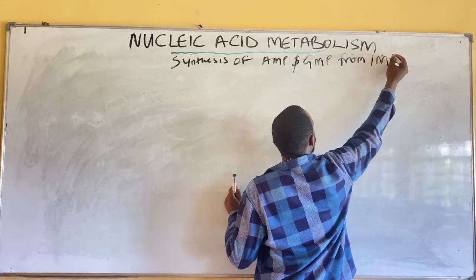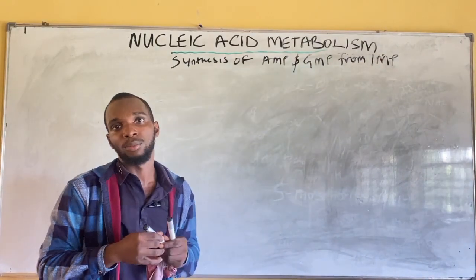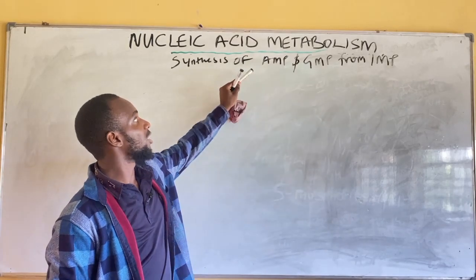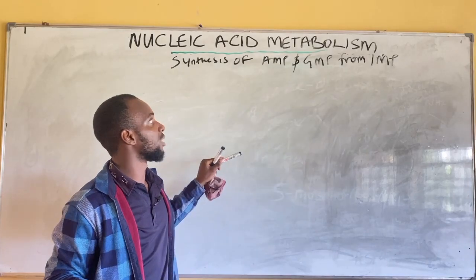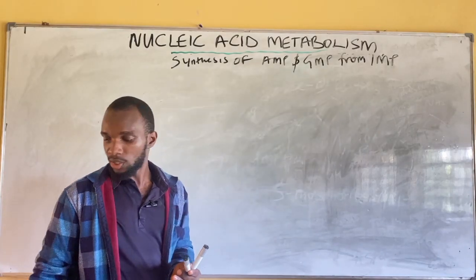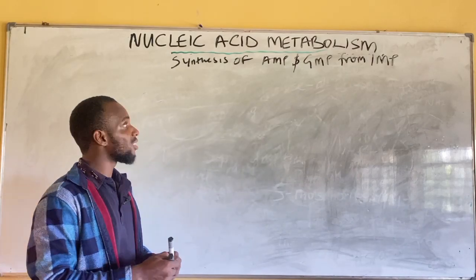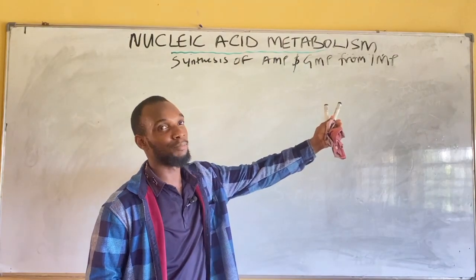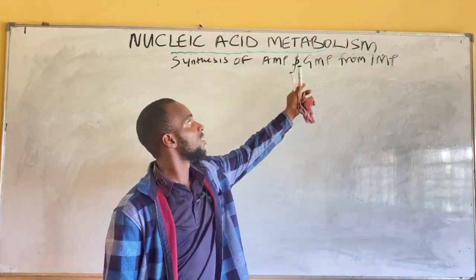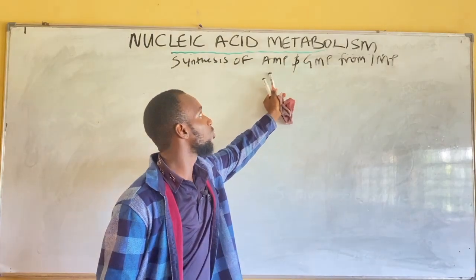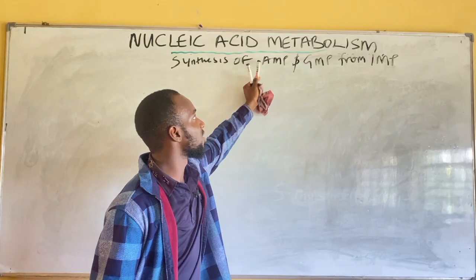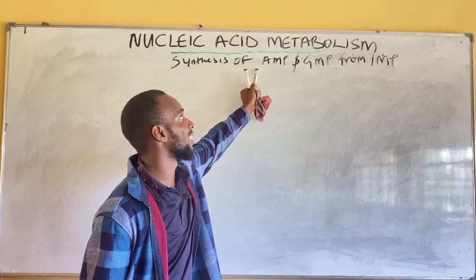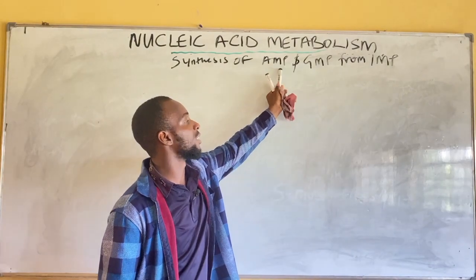A little recap. I said that IMP is the first nucleotide that is formed during de novo synthesis. So IMP represents a branch point where AMP is formed and GMP is formed. But now let me tell you the interesting thing about this pathway. AMP is adenosine monophosphate, GMP is guanosine monophosphate. They are nucleotides, right? There's a phosphate group, a pentose sugar, and then a nitrogenous base, which is adenine in AMP.